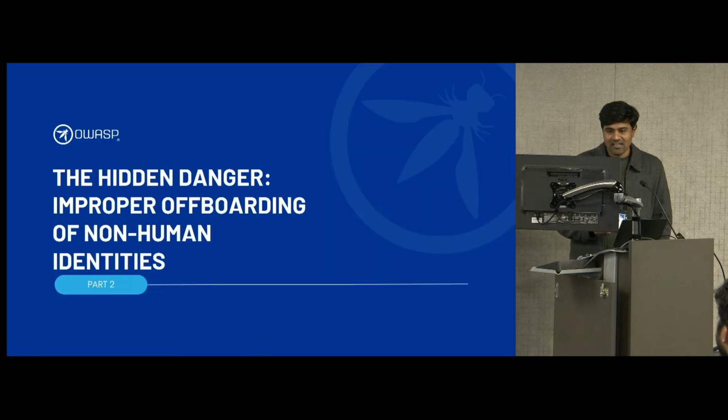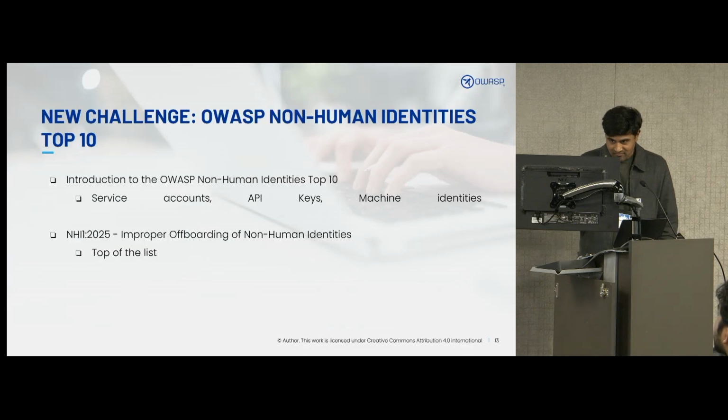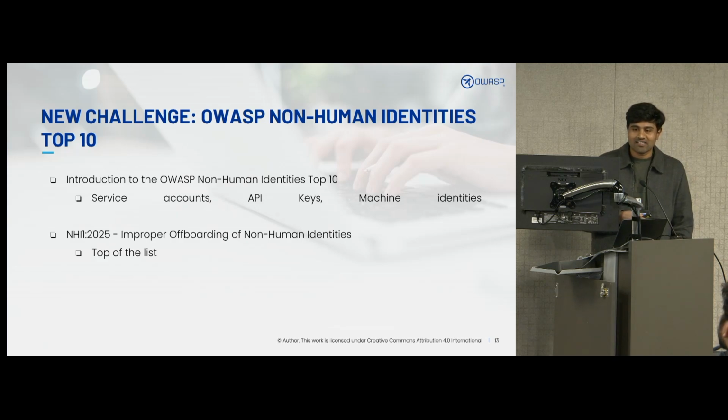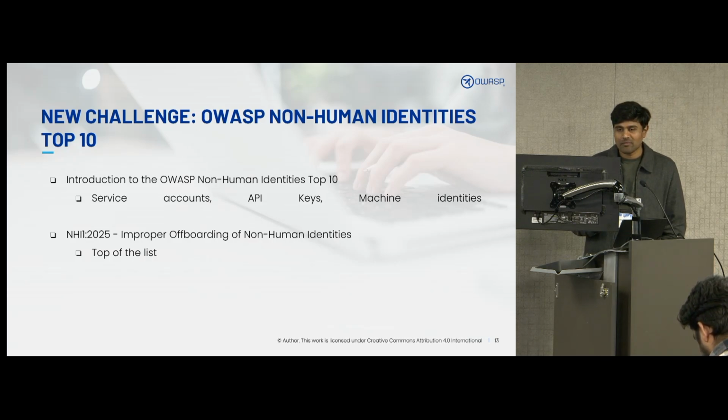So let's take a look at it. Non-human identities are one of the OWASP top critical risks. They go beyond human identities, and typically they involve accounts like service accounts, API keys, and machine identities in your enterprises. NIH 2025 is one of the guides you would want to look at to understand in more detail what these non-human identities are and what the risks are for your respective enterprise companies. They did make it to the top of the list there.